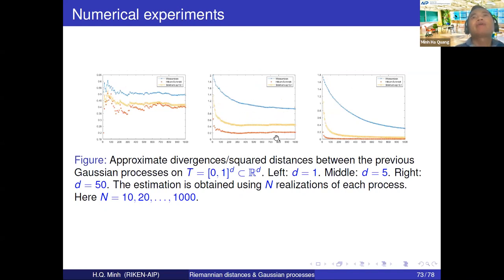And here are the examples of the Bessel-Stein, the Hilbert-Schmidt, and the Sinkhorn divergence. So here we have the integral from 0 to 1 with power d, with d equal to 1, d equal to 5, and d equal to 50. But we can see that for the Bessel-Stein distance, we do not have dimension independent sample complexity, because it has a different behavior as the dimension increases, whereas the other ones have very similar behavior.